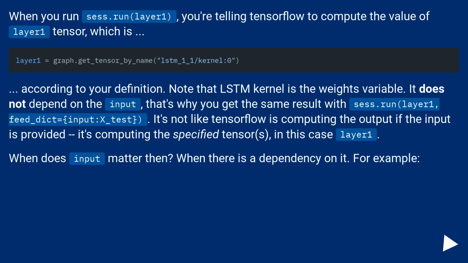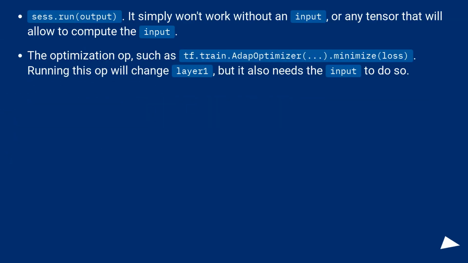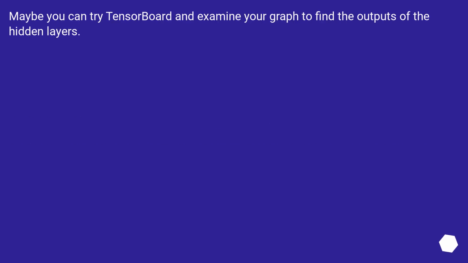For example, ses.run(output). It simply won't work without an input, or any tensor that will allow computing the input. The optimization op, such as tf.train.AdamOptimizer minimize loss. Running this op will change layer 1, but it also needs the input to do so. Maybe you can try TensorBoard and examine your graph to find the outputs of the hidden layers.